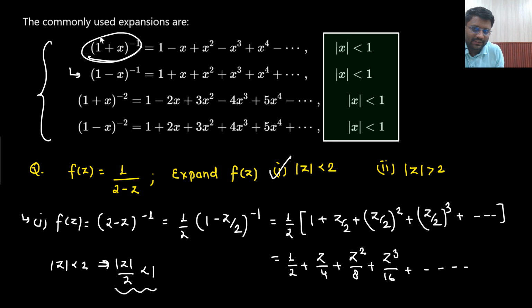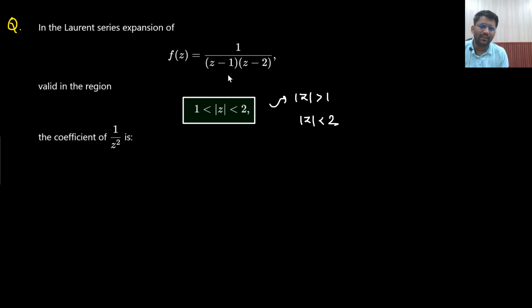So here these are single guys. These are alone. This one is also alone. It is 1 upon 1 plus x, 1 upon 1 minus x, 1 upon (1 plus x) whole square, 1 upon (1 minus x) to the power 2. But here there are 2 guys: 1 upon z minus 1, 1 upon z minus 2. What do I do? I separate them.